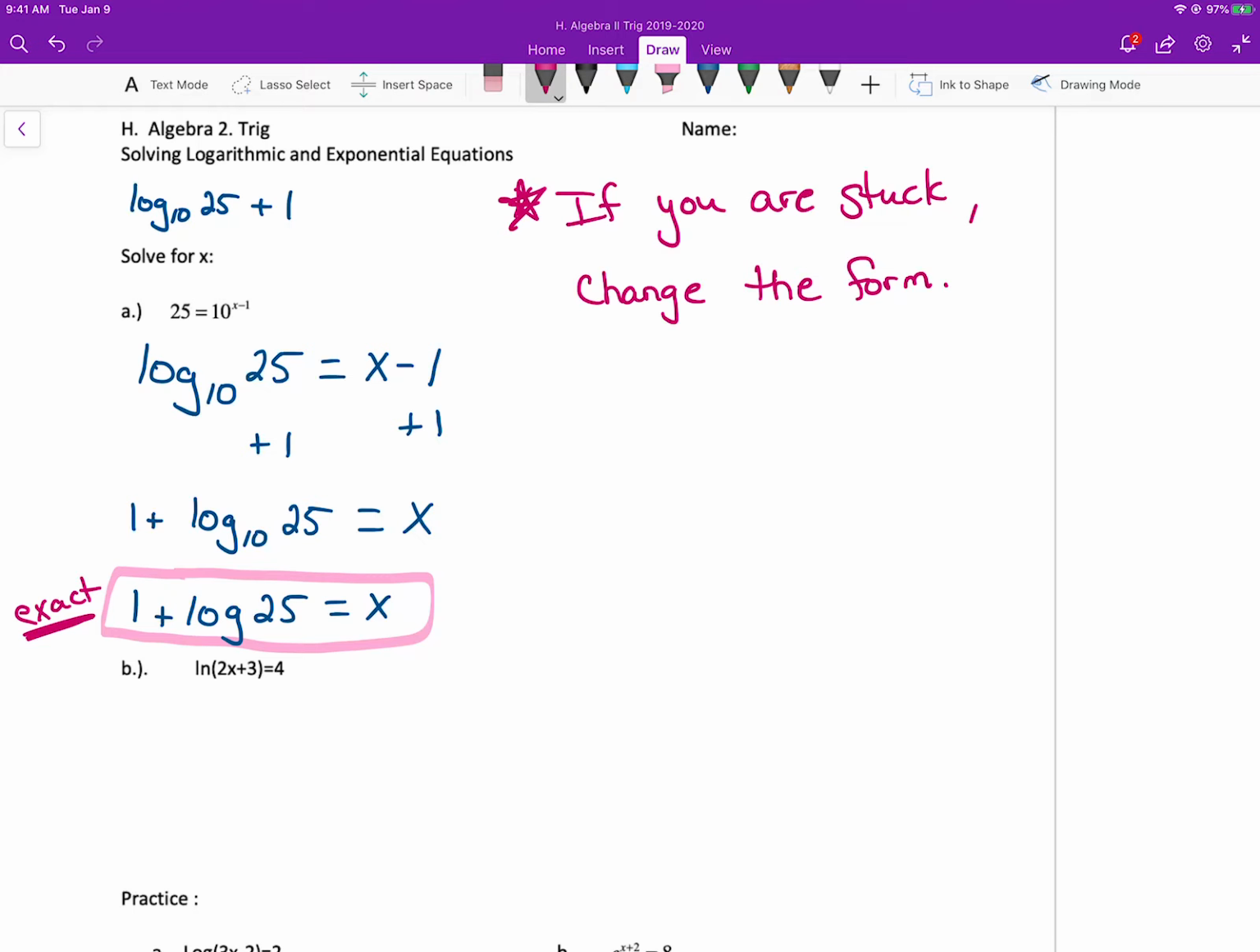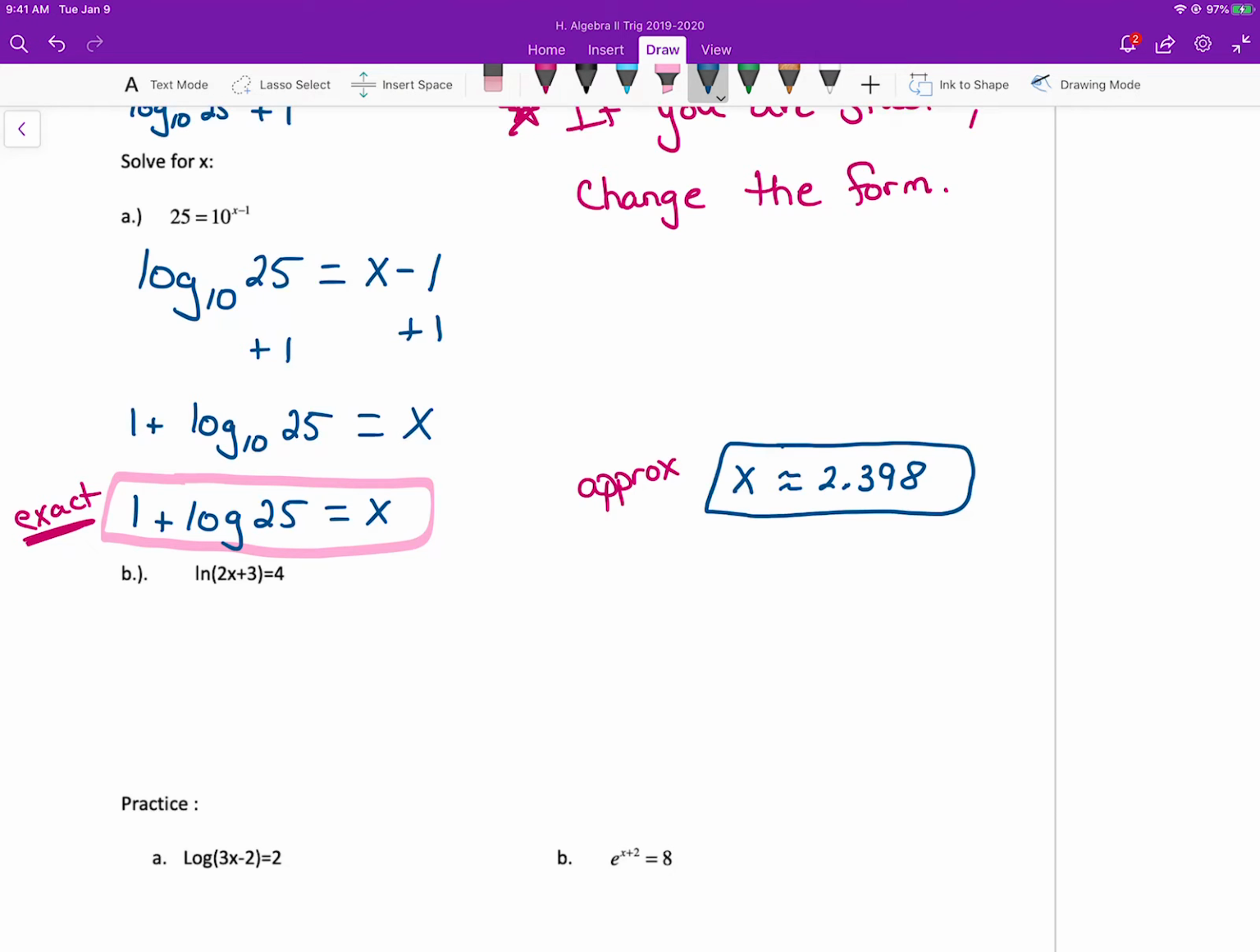If you want to convert this to a decimal and have an approximate answer, and it just depends on your problem and what you're looking for, that's when you would put it in your calculator. I do want you to try that as well, just to get used to putting these in your calculator. Find the key for the common logarithm, and you would get x is approximately 2.398, rounded. That would be the approximate answer for this problem.